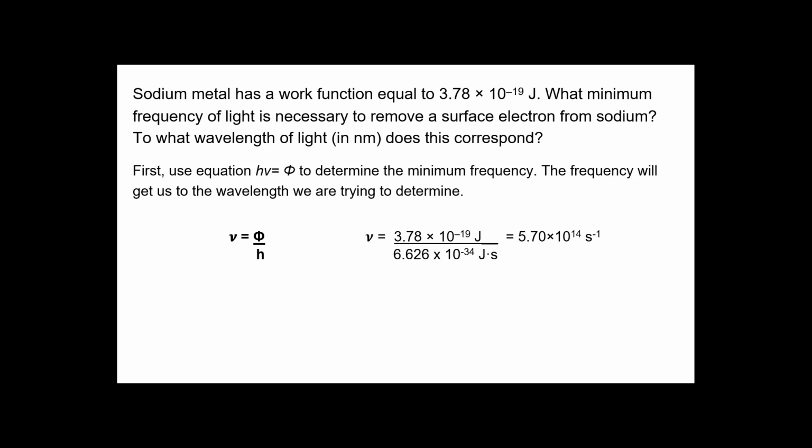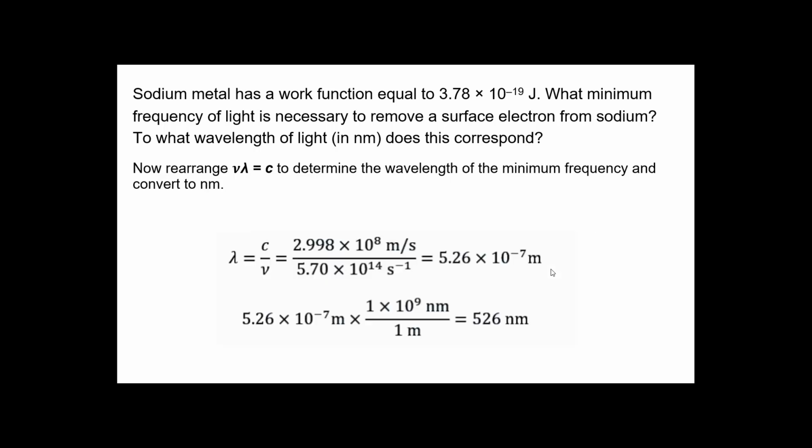What minimum frequency of light is necessary to remove a surface electron from sodium? To what wavelength? So this is, again, two problems in one. First, we're going to use this equation. We're going to solve for frequency. So we set it up and we get our answer. Planck's constant doesn't change. We have our work function here, and we're given it, units are correct. So we have the frequency. Frequency ties to two equations. It ties to energy of a photon, and it ties to wavelengths. So if we need wavelengths, this is the key.